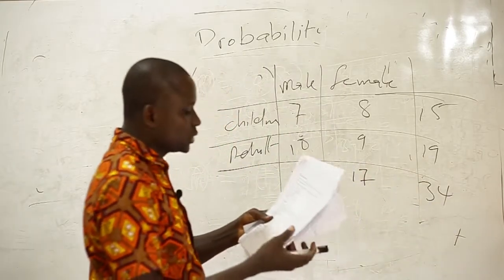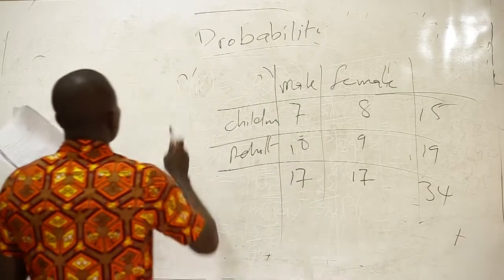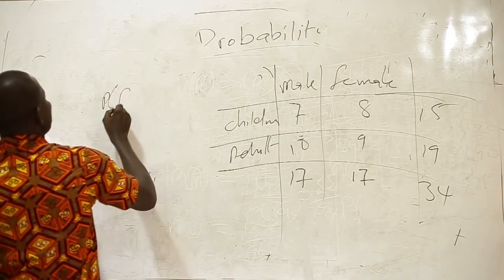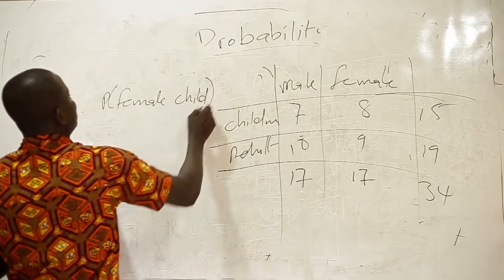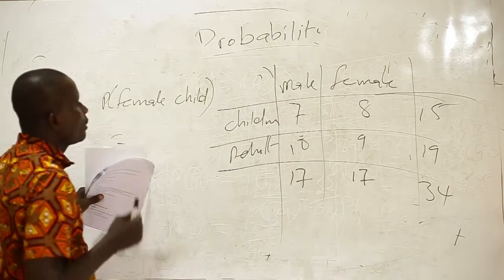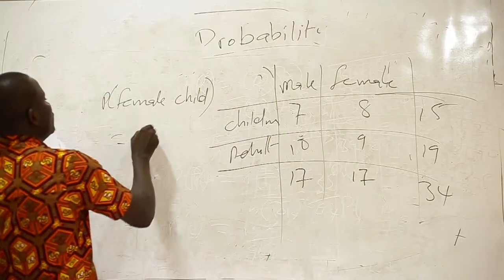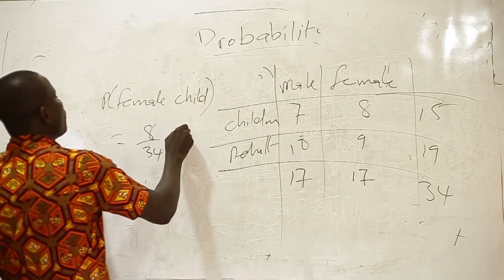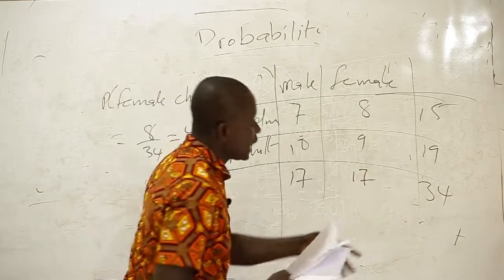So he began to ask you a series of questions. Probability of getting a female child. So P, female child. What is female child here? Female child is 8. So it is what? 8 over 34. That will be 4 over 17. Female child. Because we know our total amount.